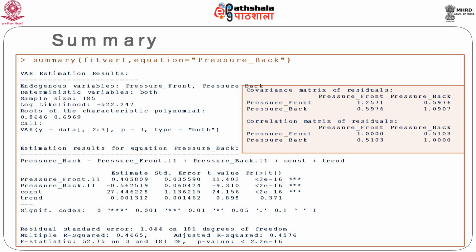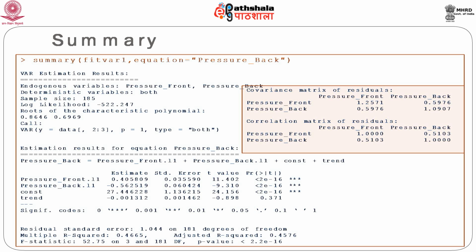And sometimes you may have more than 2 endogenous variables. Sometimes it could be 5, 6, 7 endogenous variables. In that case, it's really hard to display. So it is always better to call the summary for the equation that you are interested in, looking at one at a time.